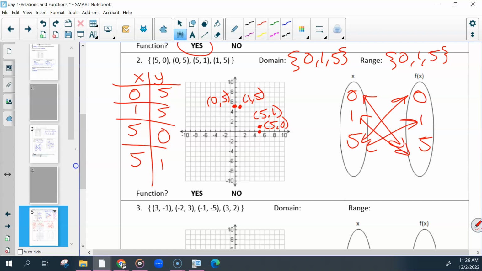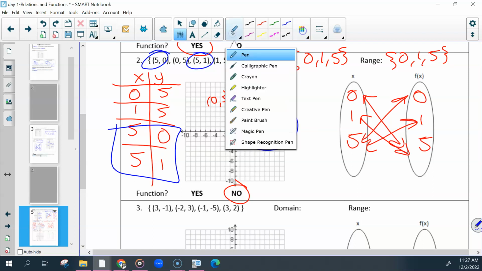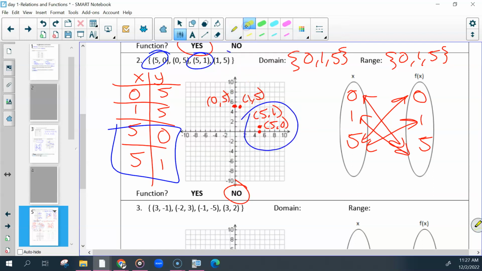Not just that there's two 5s, but there's two 5s that go to two different things. That's specifically why it's not a function. So wherever you see that, whether it was in the ordered pairs, in the table, on the graph, or in the mapping, wherever you saw it, that would tell you this is not a function.